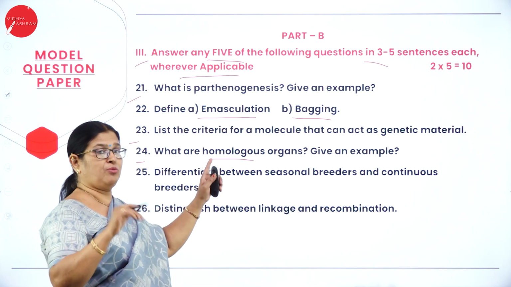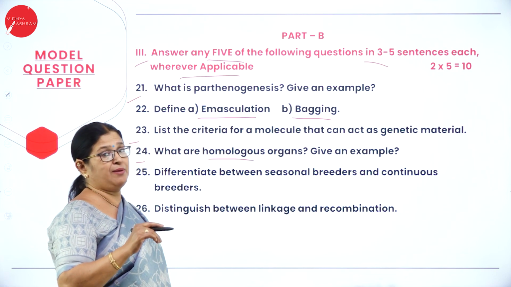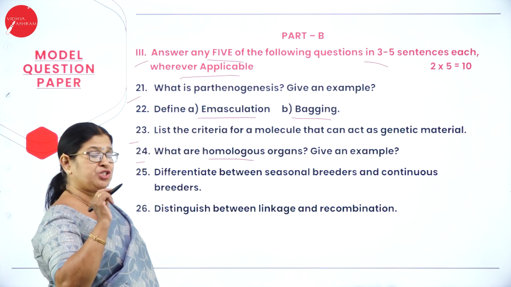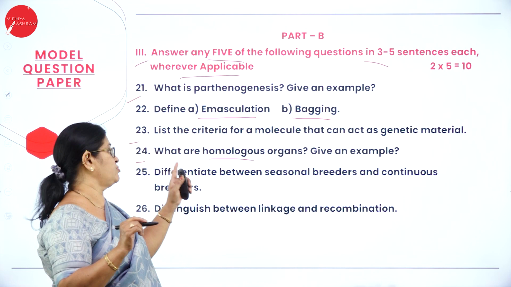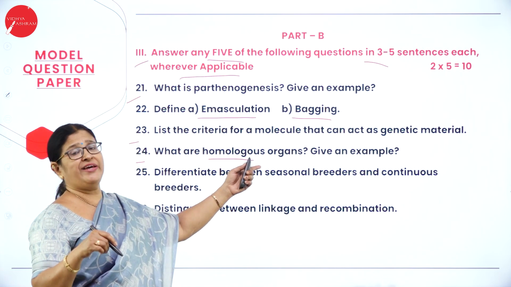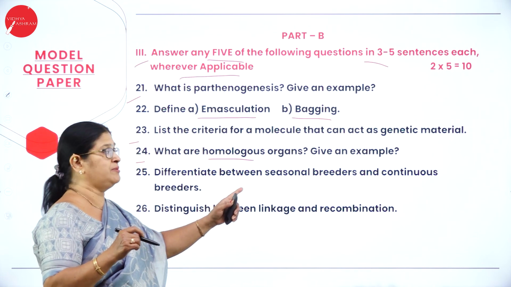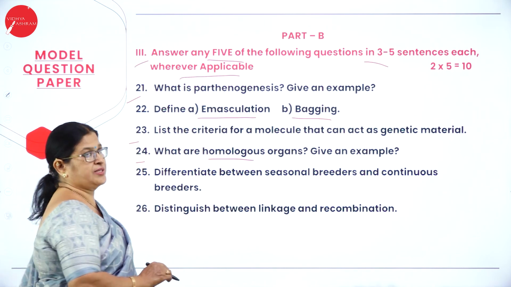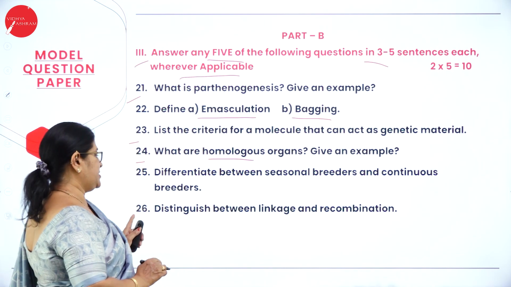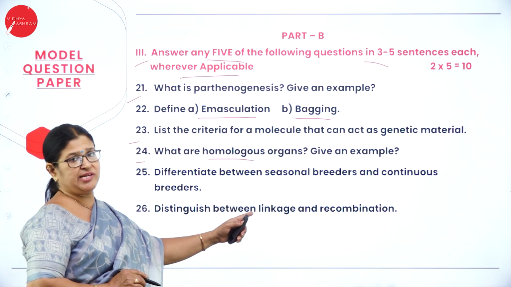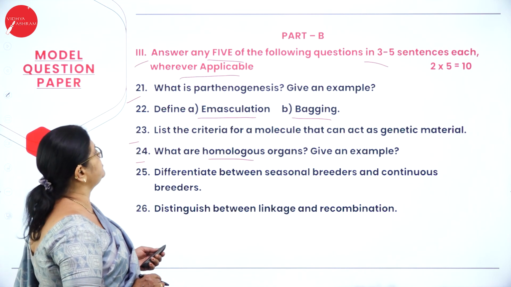Suppose you write what are homologous organs but you forget to write an example, then you are going to lose 1 mark. So make sure that you answer both the questions. What are homologous organs? Give an example. Then 25th question, differentiate between seasonal breeders and continuous breeders. Then question number 26, distinguish between linkage and recombination.